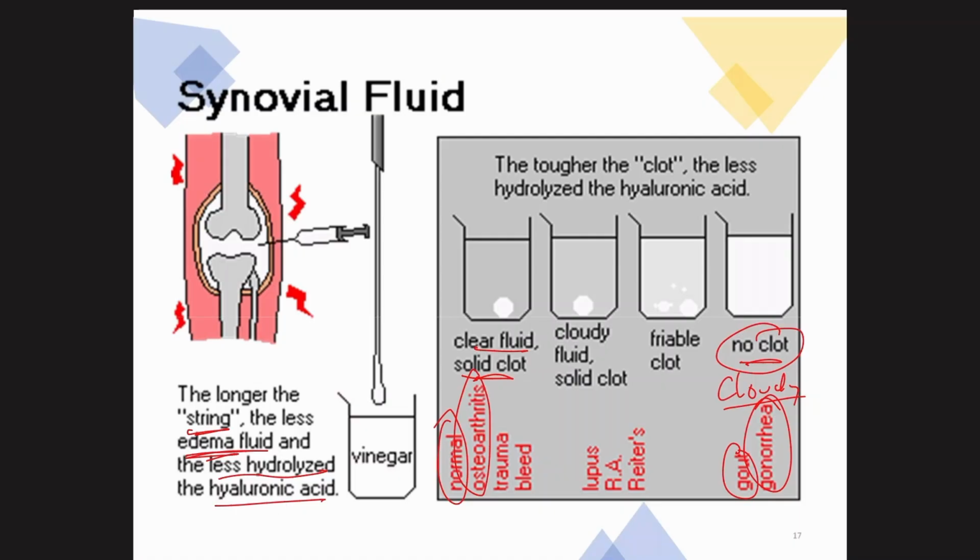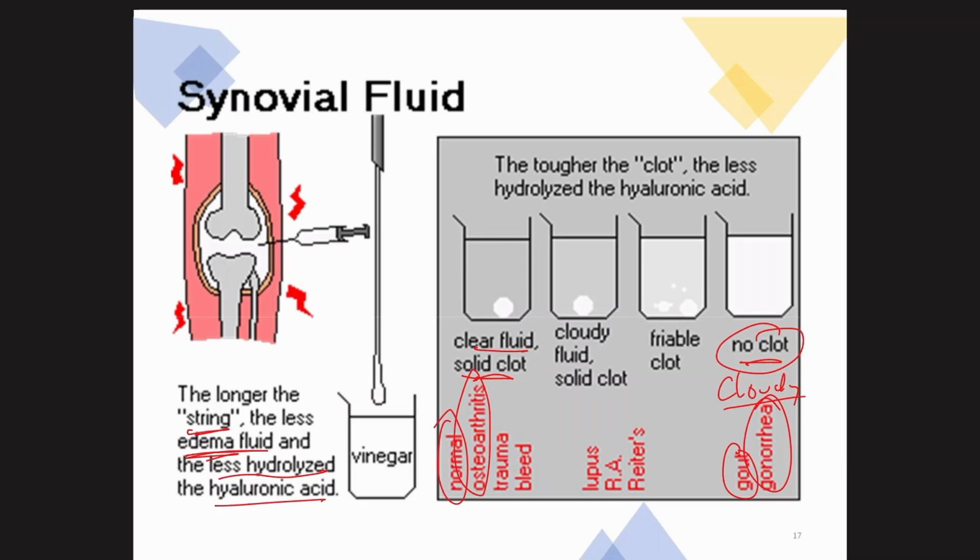When you drop the synovial fluid in vinegar, if it stays the same, it doesn't dissolve, that's normal or non-infectious. Osteoarthritis, trauma, and bleeding, those are not infectious problems. They're inflammatory problems. Gout and gonorrhea are infectious inflammatory problems. Well, gout not so much infectious, but gonorrhea definitely is infectious.